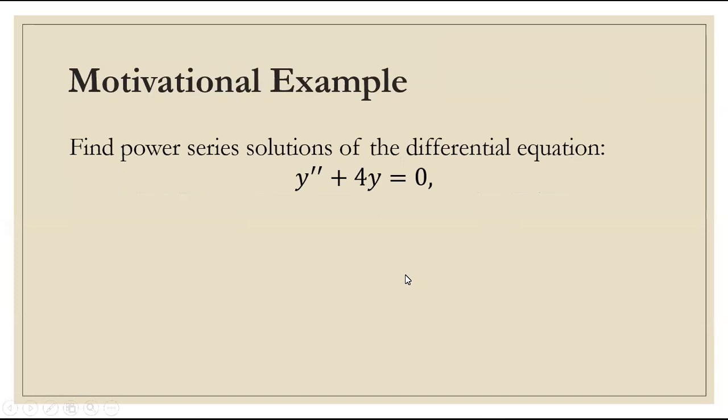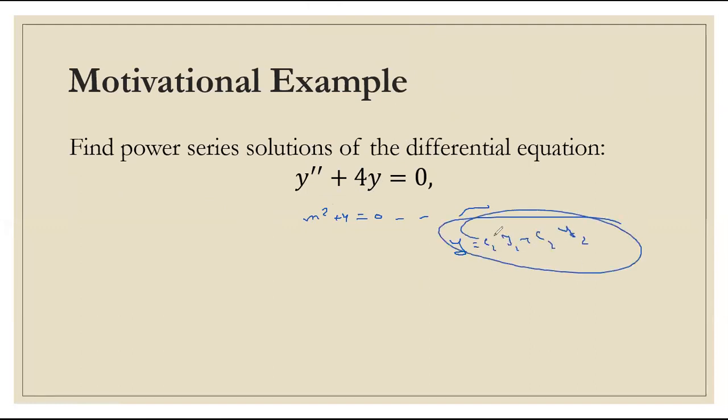Now, can anyone of you remember how we solve this equation? How can we solve it? Do you remember? Using the auxiliary equation, m squared plus 4 equals 0. Then you will find m. Then you will write y equals c1y1 plus c2y2. Okay, so this is my solution.